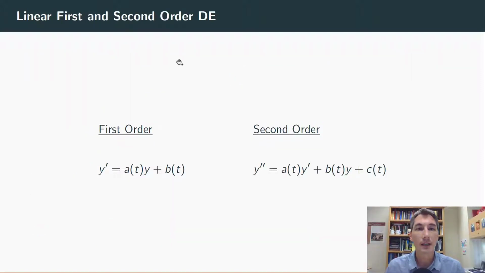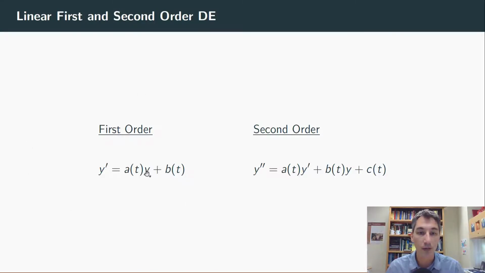And then just to get your frame of mind here, what does a linear model actually look like? So we're really going to look at first and second order here. So a first order linear model, well, it's really just a linear differential equation. First order means first derivative only, and then a of t times y plus b of t. So that's a first order linear model.